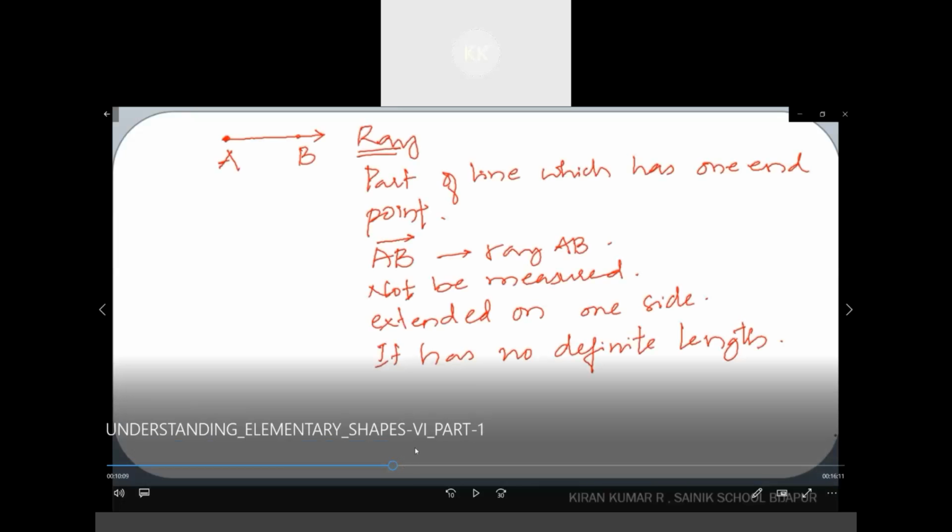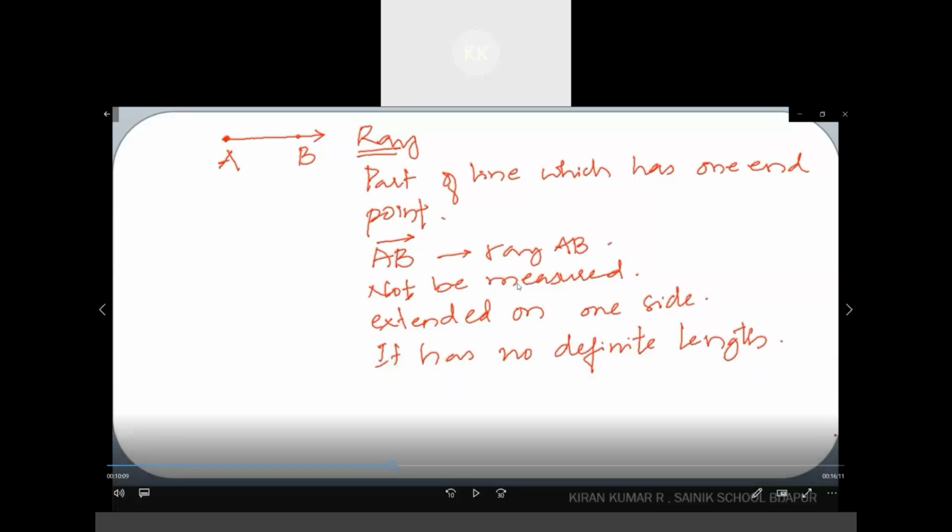If it's the initial point, then what do we call point B? There is no particular name for B. It is just a point. To represent the ray, we require 2 points. Here we can see that AB is the ray. A is the initial point. Right?